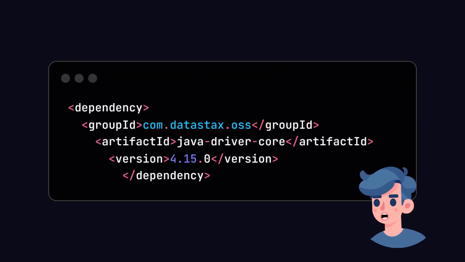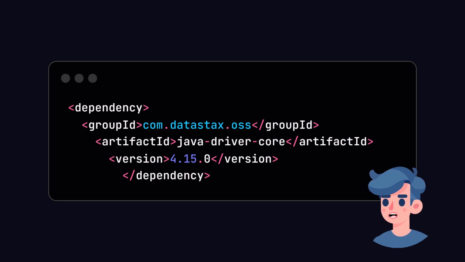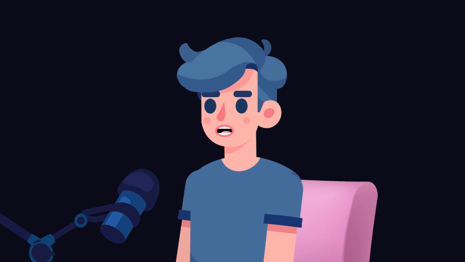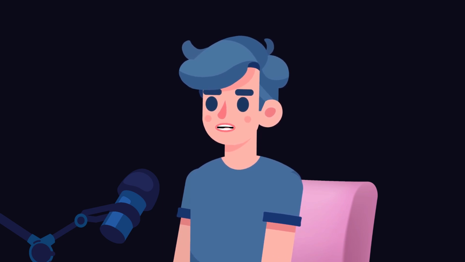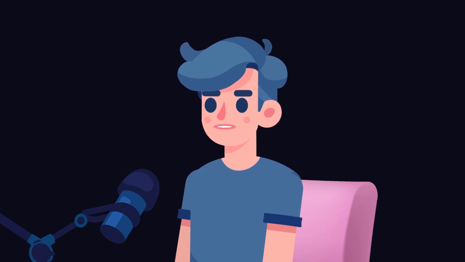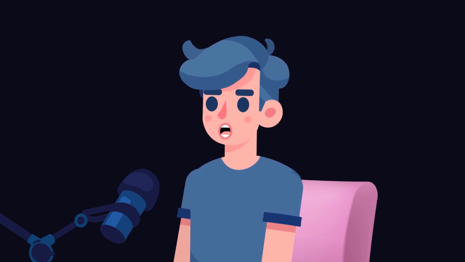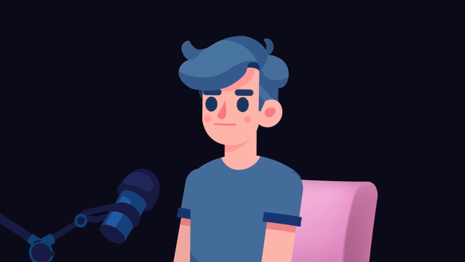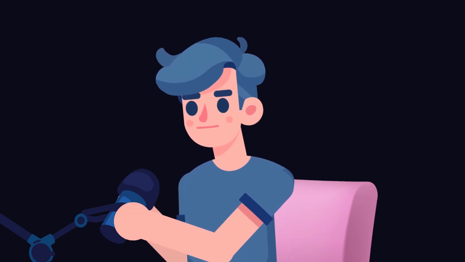Next, we will need to include the Cassandra driver for Java in our project. If you are using Maven, you can add the following dependency to your pom.xml file. This driver will allow us to interact with our Cassandra database directly from Java. If you are not using Maven, you can download the driver.jar file directly from the Maven Central Repository, https://search.maven.org/artifacts/com.datastax.oss/java-driver-core. Make sure to include it in your project's build path.